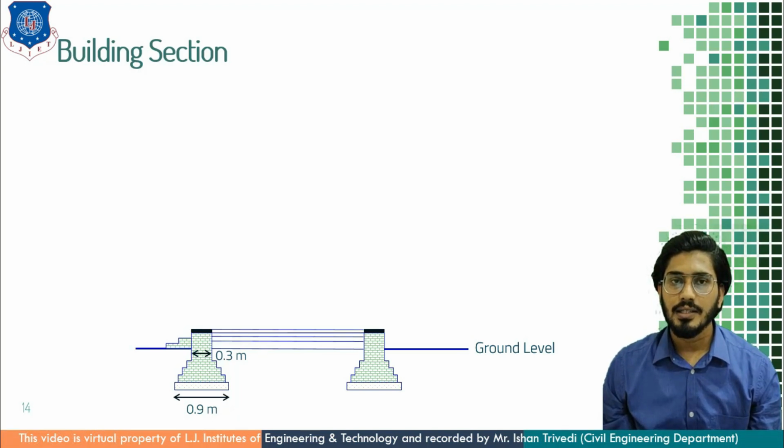The plinth level is a minimum of 45 cm. In some cases, it is taken as 60 cm. If I say the minimum is 45 cm, would you agree that 60 cm is in that criteria, or that we are satisfying the criteria of the plinth level? Of course, yes. We have satisfied the criteria of minimum 45 cm, and here I am providing a plinth height of 60 cm.